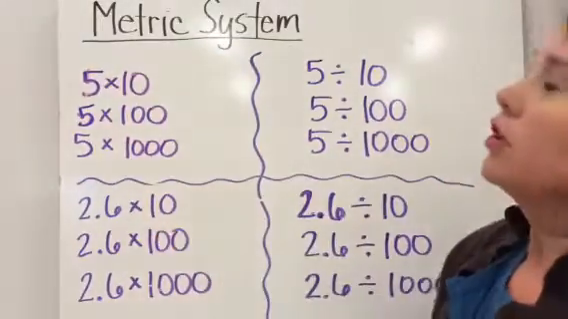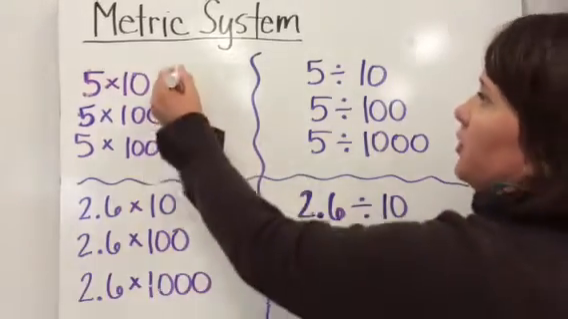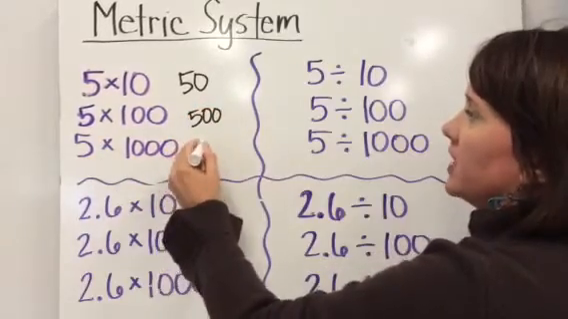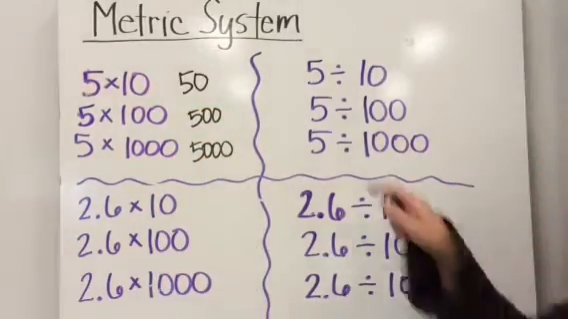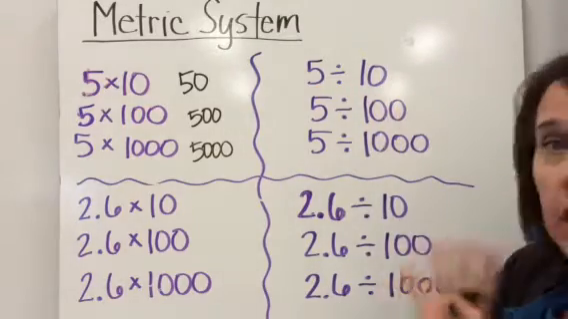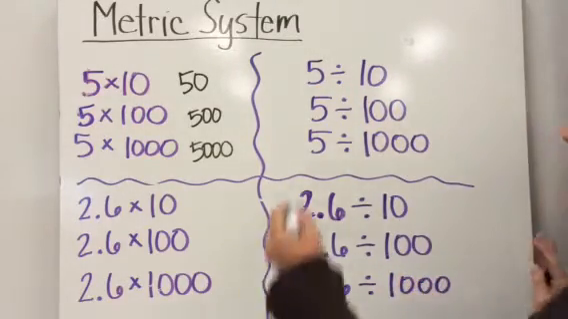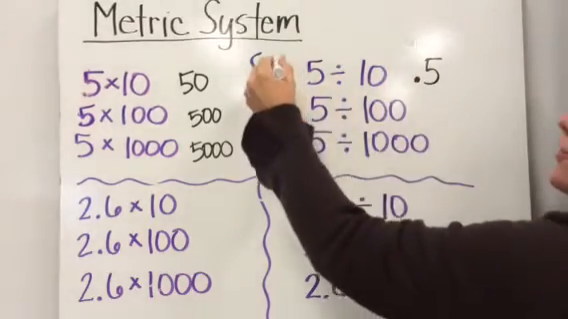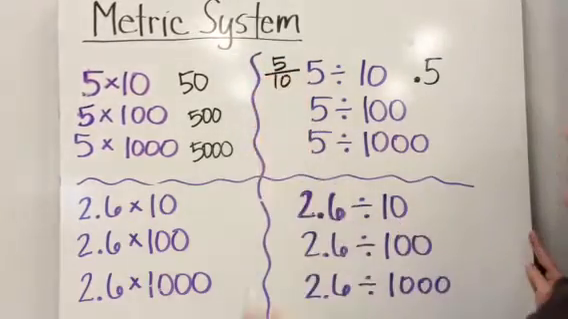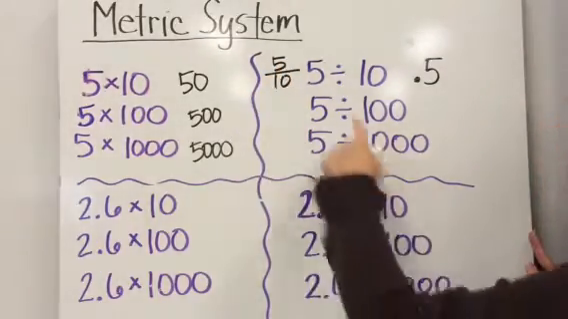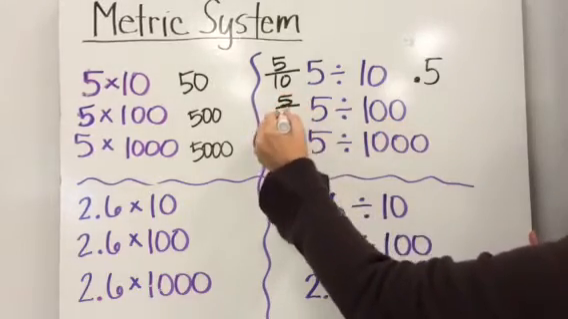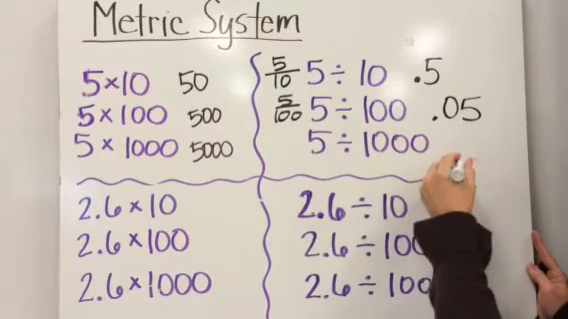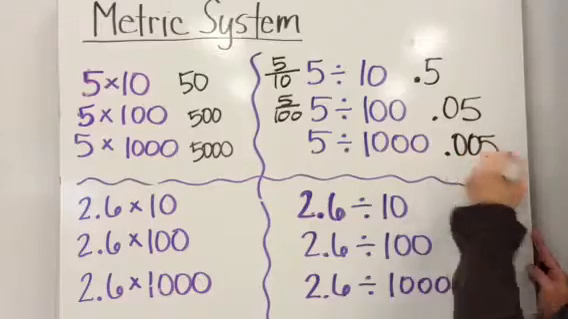Okay, so after you worked these, you should have gotten 5 times 10 is 50, 5 times 100 is 500, and 5 times 1,000 is 5,000. When you divided 5 divided by 10, be careful, that's not the same thing as 10 divided by 5. 5 divided by 10 is 5/10. Another way to write that division problem is 5 divided by 10. And look, 5/10. 5 divided by 100 is 5/100. And 5 divided by 1,000 is 5/1000.